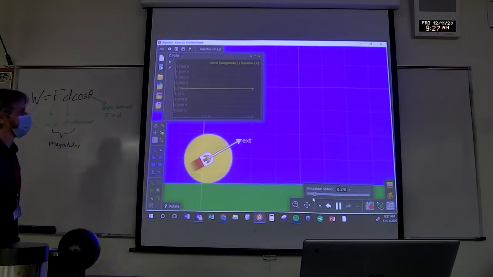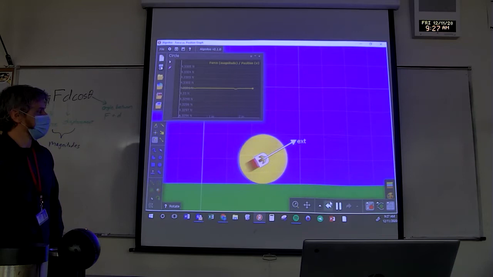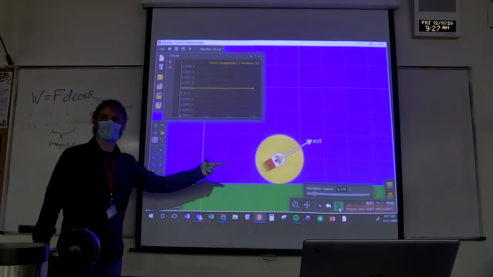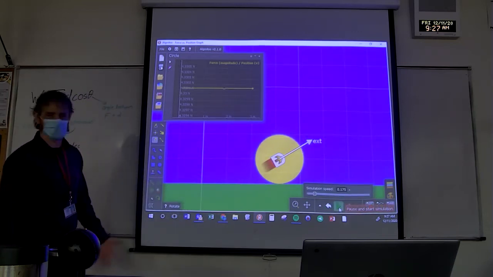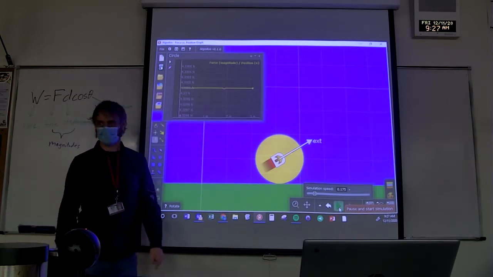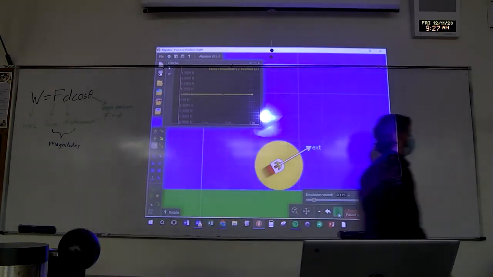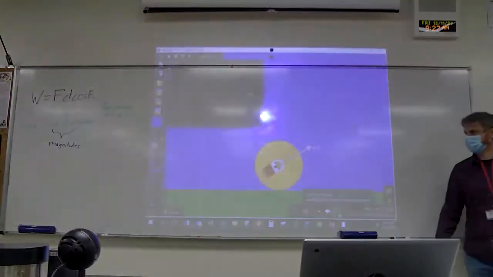So I hit play. I have a force that's not changing. The component of the force, by the way, is F cosine theta, right? We see that, right? And I get a horizontal line. This is a force versus displacement graph. And I get a horizontal line. So let's draw that graph and kind of pick it apart a little bit.